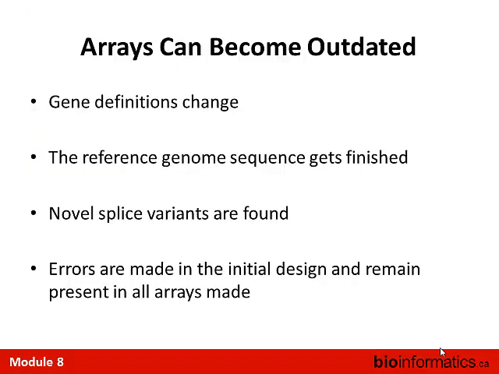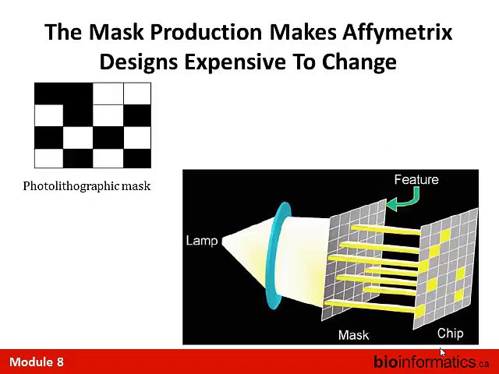Well, arrays can become outdated. Actually, arrays are kind of outdated by definition. Definitions are present at one point in time. We know these are the genes available today. This is our knowledge of the human genome today. That's what we base everything on. However, the reference genome will be finished. Splice variants will be discovered. Different types of transcripts will be decided. And we need a way to be flexible to account for that.